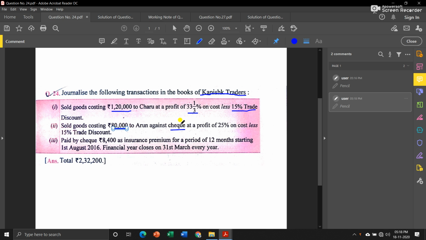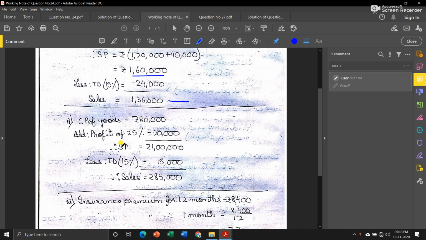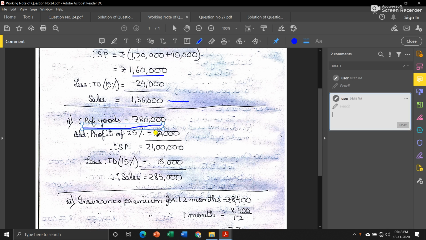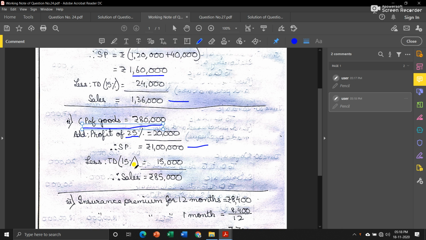Then next transaction, it said that sold goods costing 80,000 to Arun against check, means we sold goods and in return we have received a check, and in this transaction the profit is 25% on cost, then there is 15% trade discount as well. So first we will write the cost price of goods, that is 80,000. Then we find 25% of 80,000, which is 20,000 rupees. Then we got the selling price of rupees 1 lakh. Then we give trade discount of 15%. 15% of 1 lakh is 15,000. So when we deduct this 15,000, we got total sales of rupees 85,000.